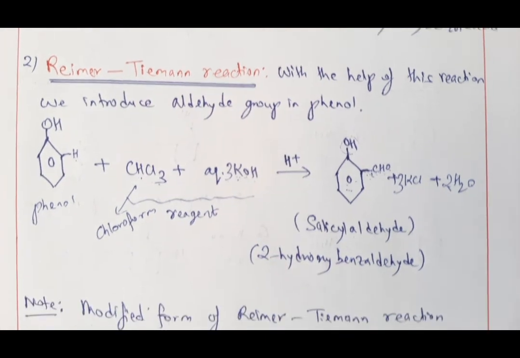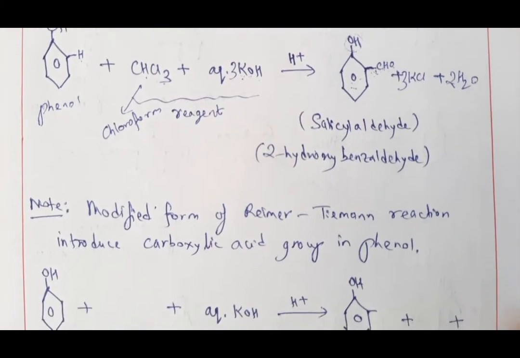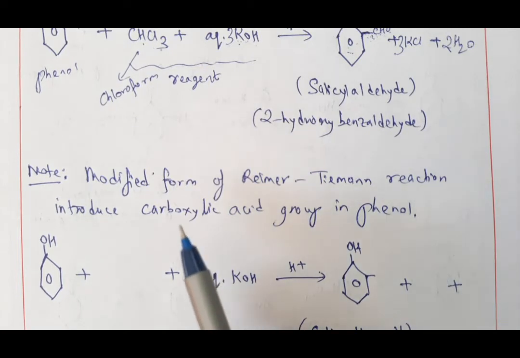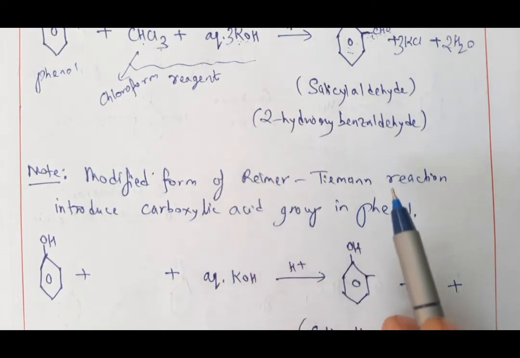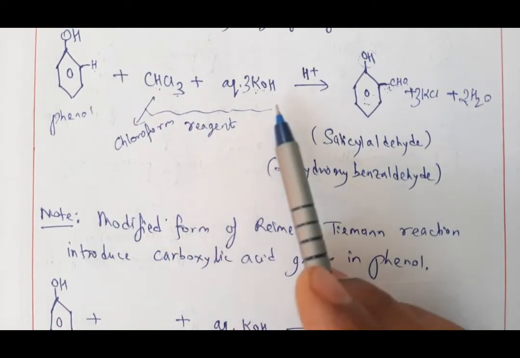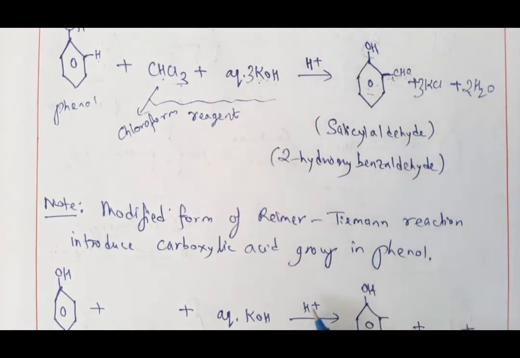Now there is another important note to be remembered. This Reimer-Tiemann reaction can be modified. Reimer-Tiemann reaction can be modified, students. So now I'm going to show you the modified form of the Reimer-Tiemann reaction. In the modified form, you can see here is phenol, here is aqueous KOH, acidic medium.